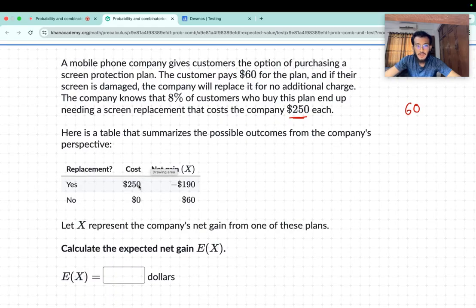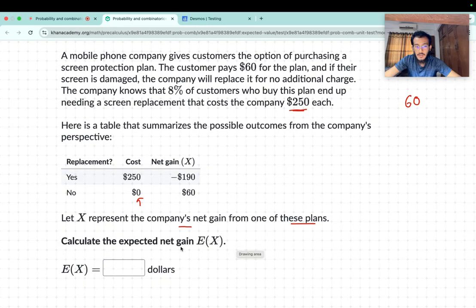So cost replacement, yes. Cost replacement, no. Net gain. So we need to find X, which represents the company's net gain from one of these plans. Calculate expected net gain. What is the probability that the customers will need a replacement, which is 8%. So 8 divided by 100 is 0.08.